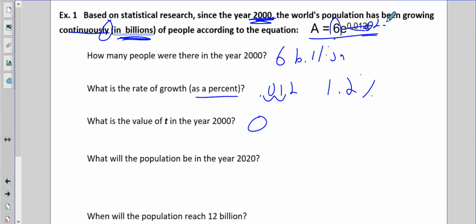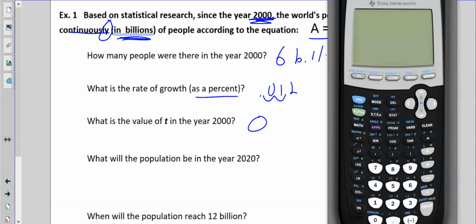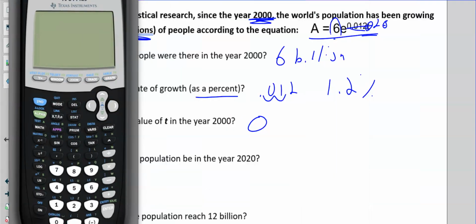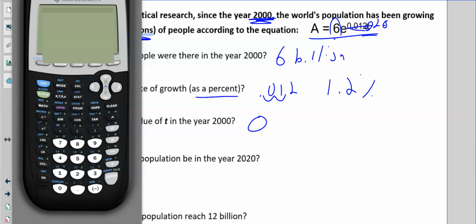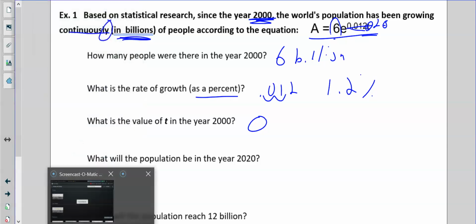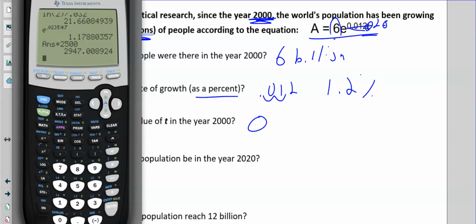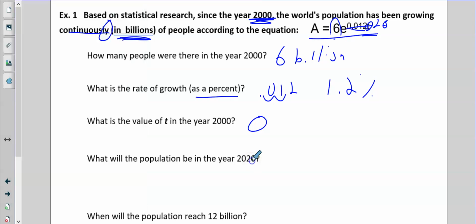So we're just going to plug 20 in here for t, and then we're just going to type that into the calculator. So we're going to turn it on. There we go. And we're going to hit second ln, which gives us the E. And then we're just going to type in 0.012 times 20, because it's 20 years. And then that times our starting amount of 6 billion. We don't type in all the zeros. And that gives us 7.6 billion, rounded. 7.6 billion people.